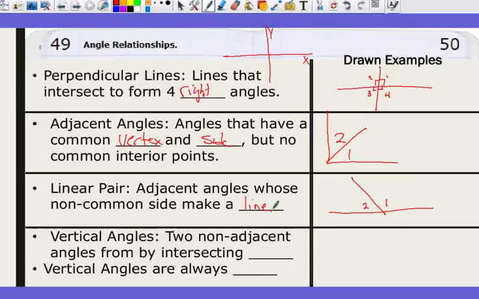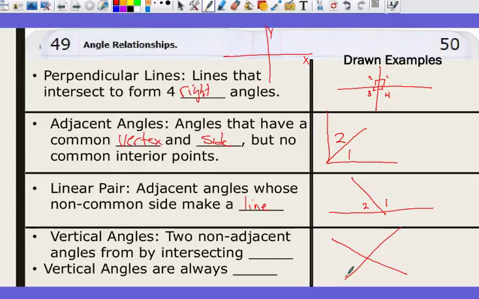Vertical angles are, I think, one of the easiest ones to remember. Kids have a lot of trouble remembering this one. Vertical angles are angles that look sort of like this. Okay? Specifically, if you have two intersecting lines like this, you're going to have a pair of vertical angles.